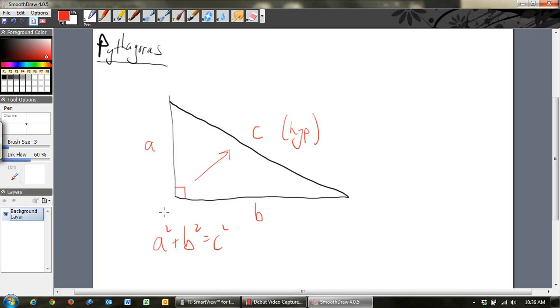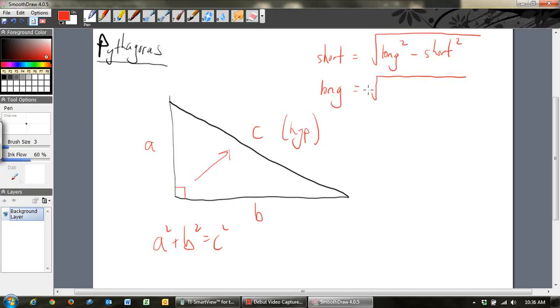You can use this formula and then solve the equation for each of those, but there's a bit of a shortcut. If you're trying to find a short side of a 90-degree triangle, so side A or side B, then it's equal to the long side squared minus the other short side squared.